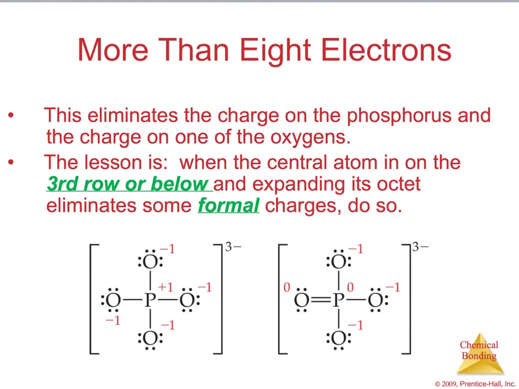By putting that double bond in, what happens is we are eliminating the charge on the phosphorus and one of the oxygens, which just so happens to be this one right here.